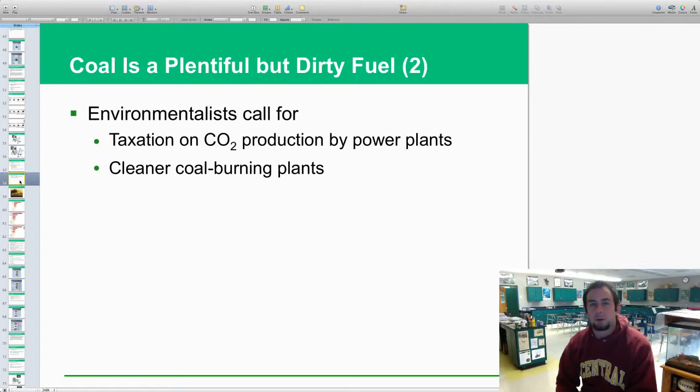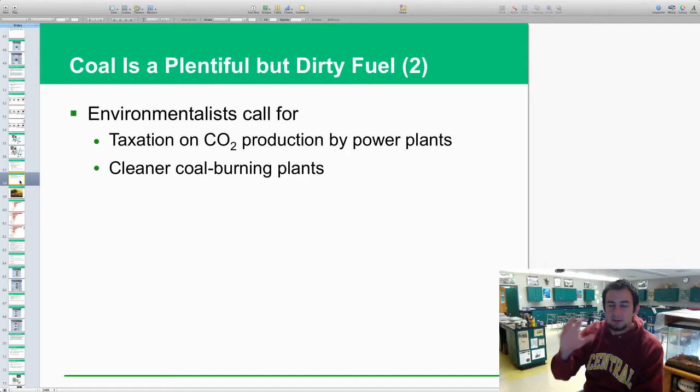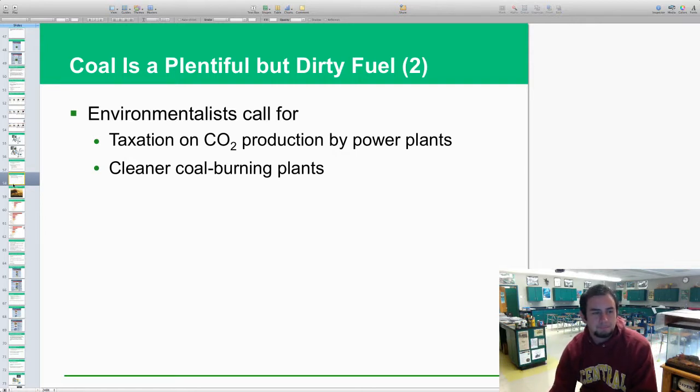Also, environmentalists say that if you do use coal, we should be putting a tax on CO2 produced by power plants, because again, that is influencing global warming, which we learned about last chapter. And we need to produce cleaner coal burning plants, which I think we are, as a whole, slowly producing. But back in the day, we didn't really do a good job at that. So we're doing it better now, but are we quite there as far as cleaner coal burning? Maybe, but some people still disagree.